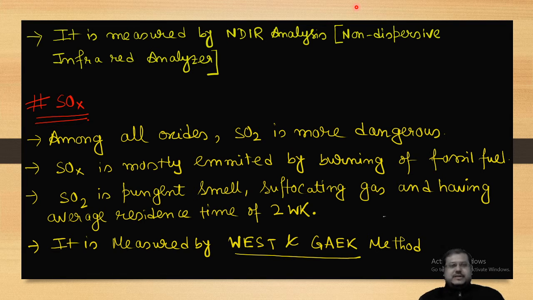Then SOx. Just information which will be important for your MCQ type questions. Among all oxides, SO2 is more dangerous. SOx is mostly emitted by burning of fossil fuel. SO2 is a pungent smelling, suffocating gas, having an average residence time of 2 weeks. It is measured by the West and Gaeke method.